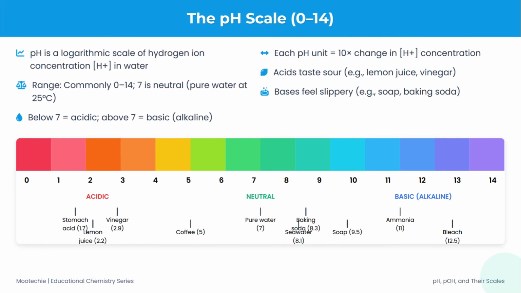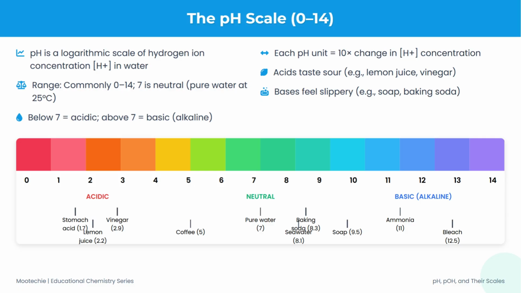The pH scale typically runs from 0 to 14. It's a logarithmic scale, which means each whole number change represents a 10-fold change in hydrogen ion concentration. A pH of 7 is neutral, like pure water at 25 degrees Celsius. Anything below 7 is acidic, and anything above 7 is basic, or alkaline. Let's look at some common examples on this scale.